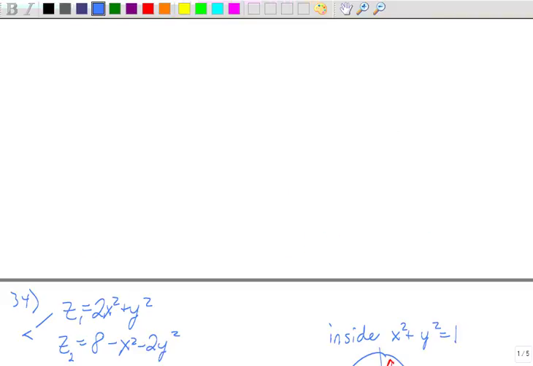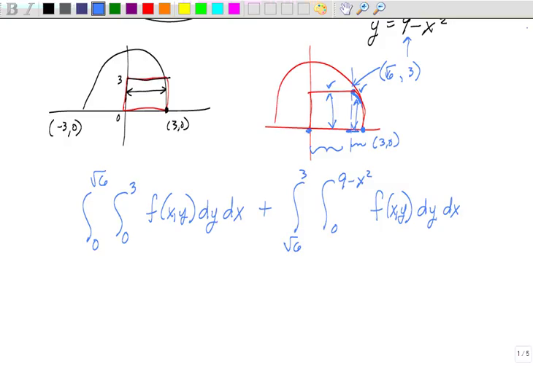Okay, so that's what you get if you switch the order. Now the first way is easier to integrate. This is going to be harder because you have to break it up into two integrals because the top and the bottom functions switch. Okay, 44.